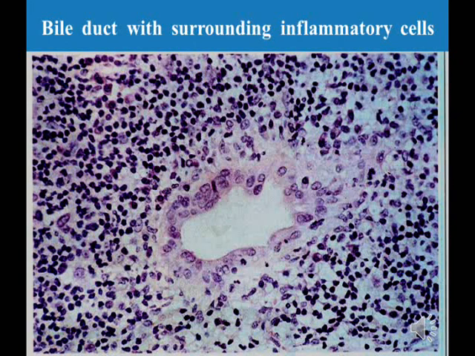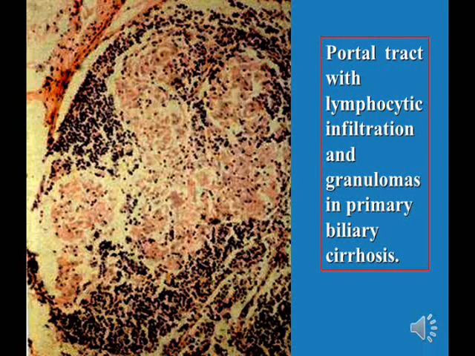And this is a microscopic picture with the bile duct surrounded by immense chronic inflammatory cells, that is lymphocytes. This is a picture where the portal tract is associated with an excessive inflammatory response, that is lymphocytic infiltration, and we can even see granulomas in primary biliary cirrhosis.